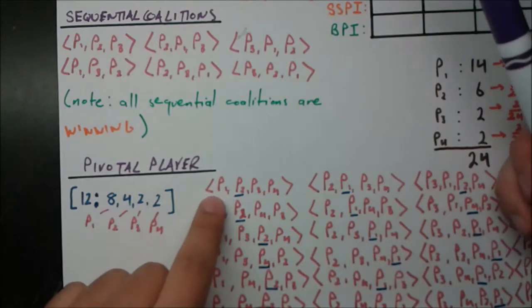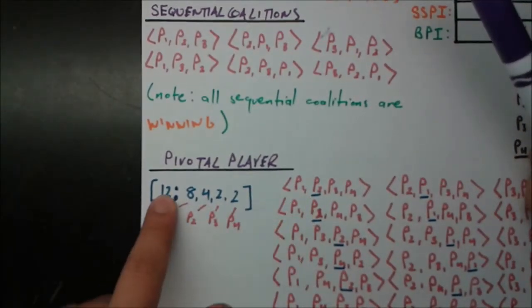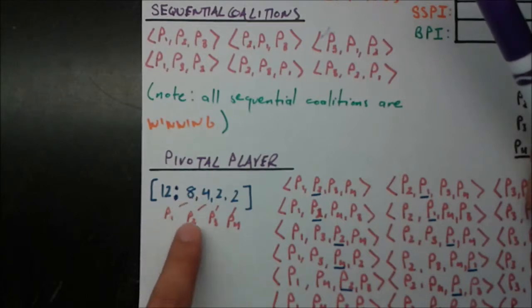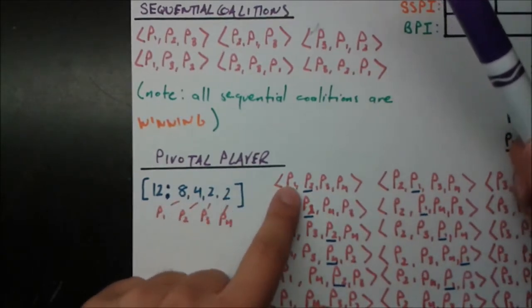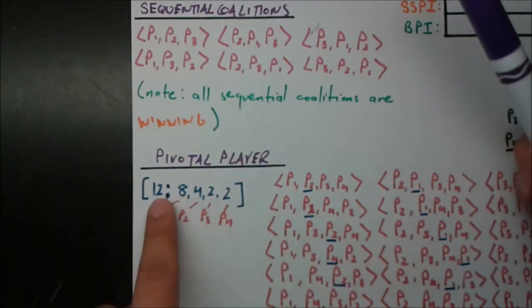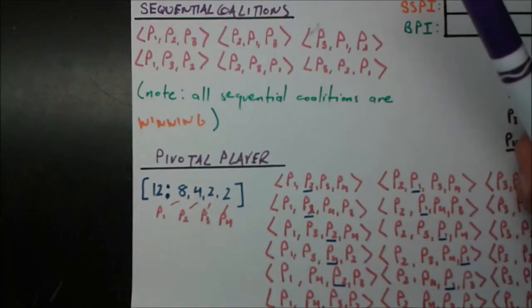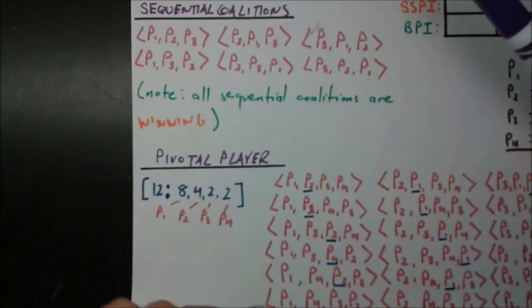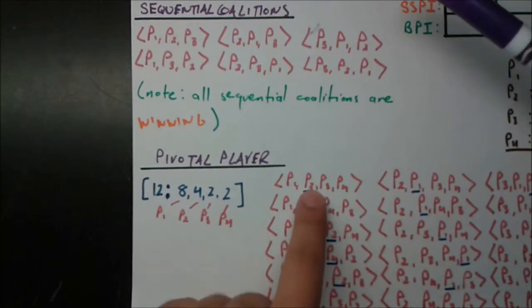Let's see what that means. In this case, we have P1. What's the weight of P1? Here's the weighting system: quota 12. P1 has weight 8, P2 has weight 4, P3 has 2, and P4 also 2. So if we just have P1, how much is that? That's 8. That's not enough to get to 12. Now if we add P2, that's 4 more. That gets us up to 12, which is enough to meet the quota. Because P2 is the person that caused that, we call him the pivotal player in this case.